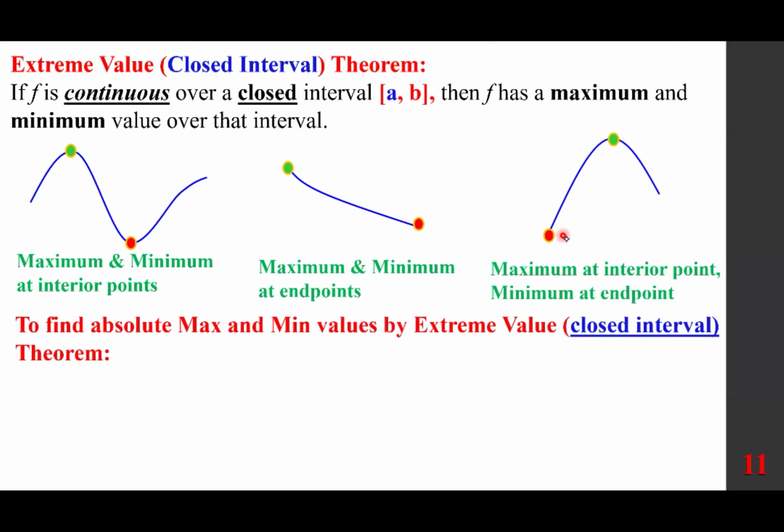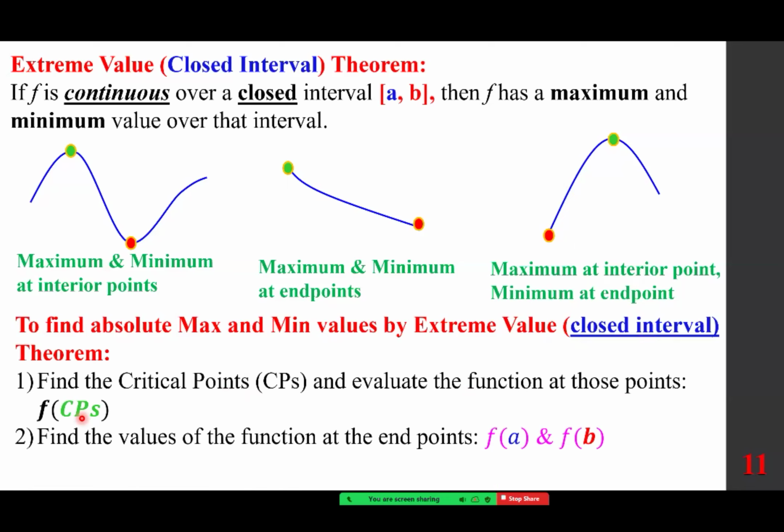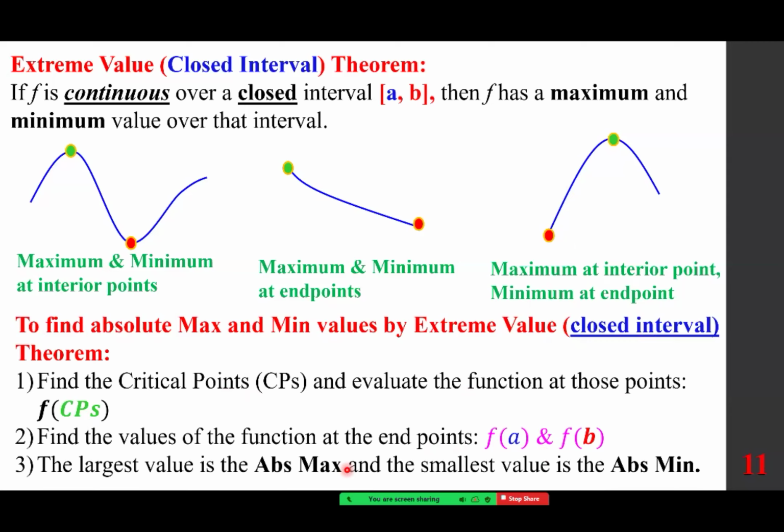To find absolute max and min values by the extreme value or closed interval theorem, we do the following. Number one, find the critical points, CPs, for sure, and evaluate the function at those points, f of CPs. Find the value of the function at the endpoints, evaluate f of a and f of b. The largest value is the absolute max, and the smallest value is the absolute min. So that's the process we are going to look at, everybody.